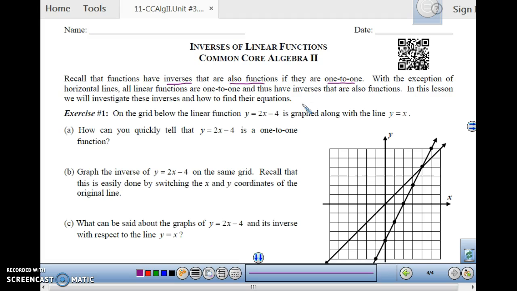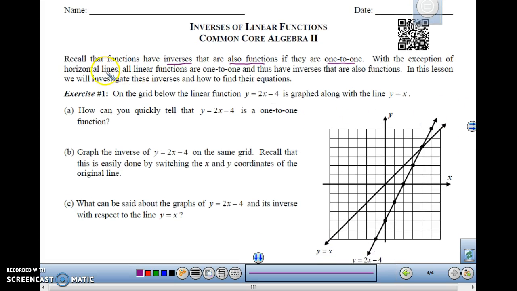So that means when you do the inverse of the function, it will also be a function itself if it's one-to-one. So, with the exception of horizontal lines, all linear functions are one-to-one and thus have inverses that are also functions. So if you have a line, you immediately know that its inverse will also be a function, except if it's a horizontal line. That's something different.